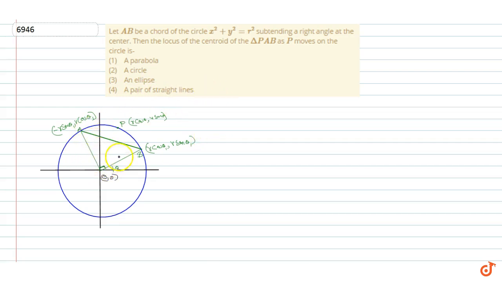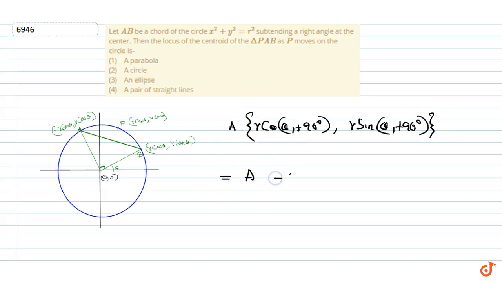Here, a circle is drawn and points A and B are marked. Let point B be r cos theta 1, r sin theta 1. Then, since this is a right angle, we can say that point A is minus r sin theta 1, r cos theta 1. That is, point A is r cos theta 1 plus 90 degree, r sin theta 1 plus 90 degree. This is equal to A minus r sin theta 1, r cos theta 1.